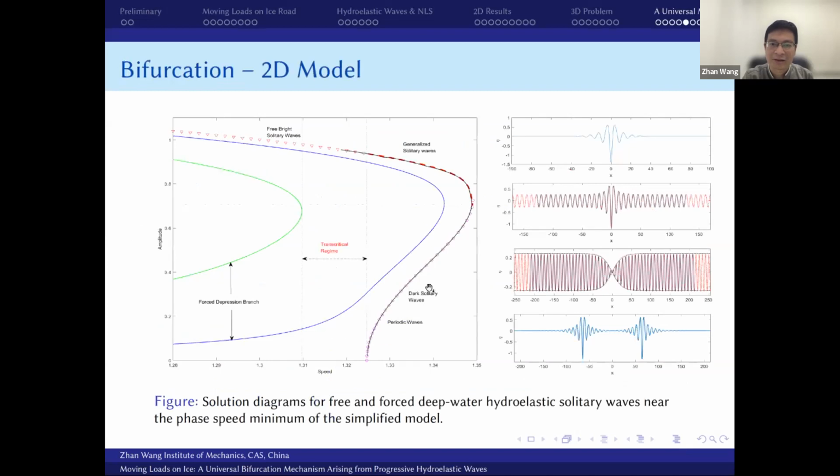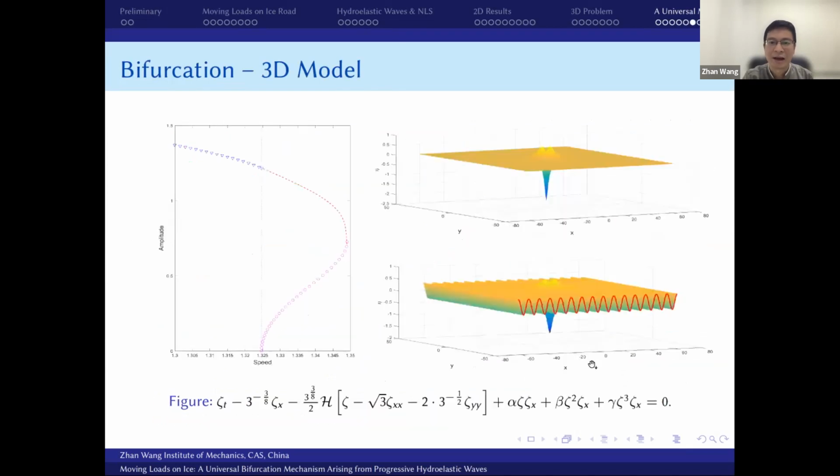And we found that the bifurcation structure is very similar to the Euler equations. For small forcing, there's no gap transcritical regime, and for larger forcing, you have a transcritical regime. Near the bifurcation point, there's a rich set of bright solitary, generalized solitary, dark solitary, and multi-packet solitary waves. And we can also generalize this model to 3 dimensions. You will find the lump solution and the generalized lump solutions.